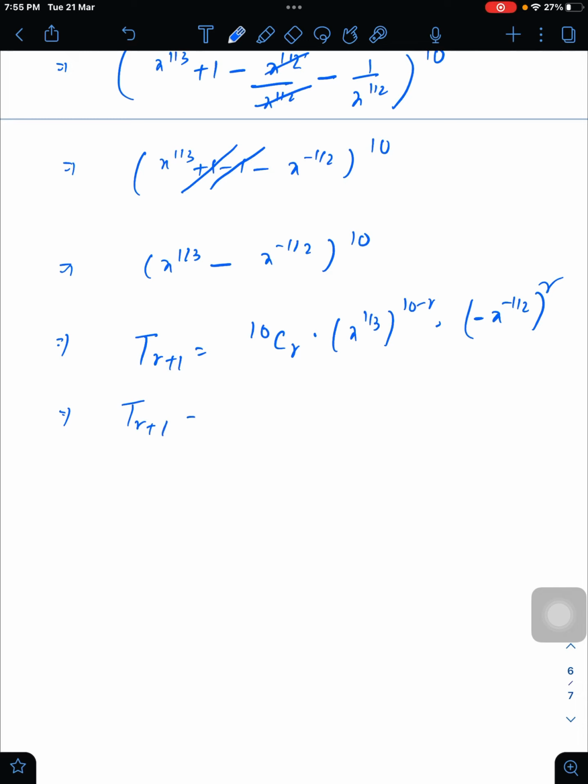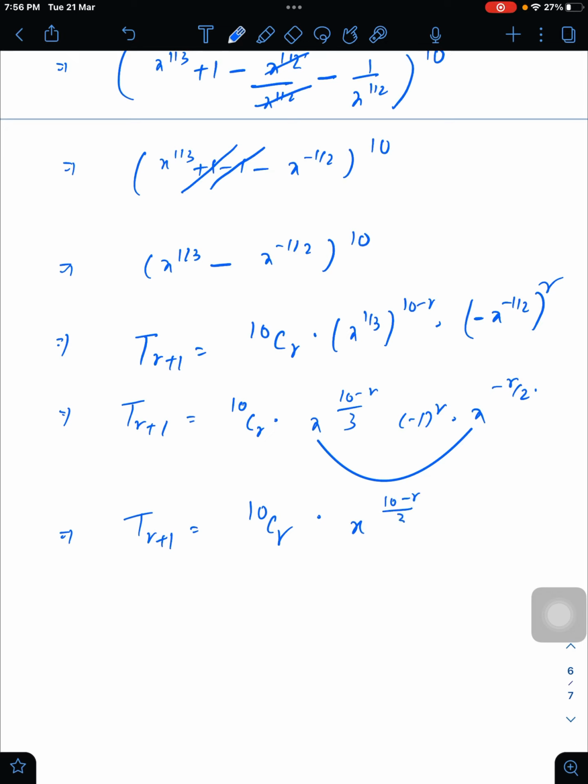T(r+1) is equal to 10Cr into x to the power (10 minus r)/3 into (minus 1) to the power r into x to the power minus r/2. Okay, if the base is the same and I add the powers, beta, what will I get? T(r+1) is equal to 10Cr into x to the power (10 minus r)/3 minus r/2, times (minus 1) to the power r.